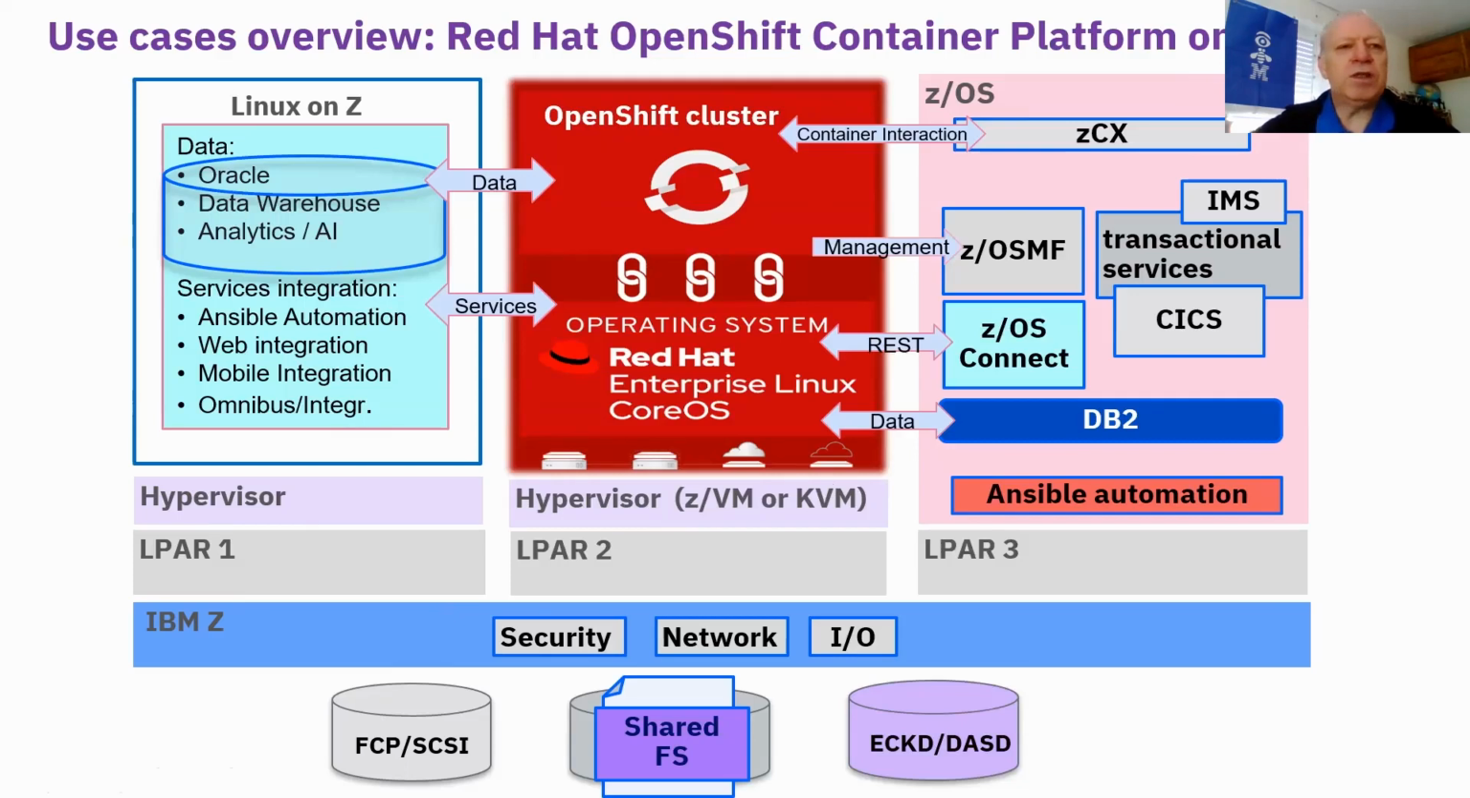On the left side, you see Linux on Z as the traditional environment where you can integrate with data and services. And on the right side, z/OS as the traditional environment. And OpenShift builds that umbrella or builds that scalable environment that is bridging then into the traditional environments for data or services.